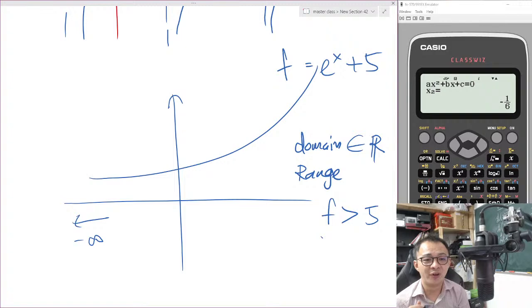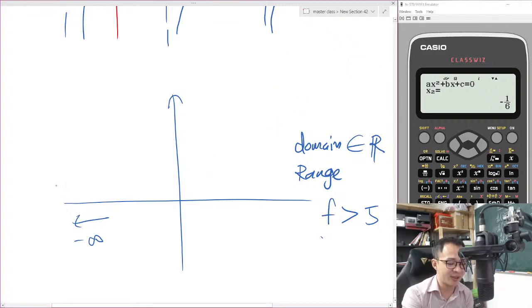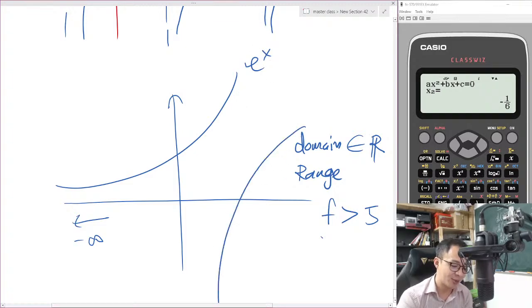So for ln, basically, it is the same thing here. It's just the opposite of e^x, because ln x is basically a reflection of e^x. This is e^x, and then this one will be ln x. ln x is the inverse function of e^x about the line y equals x.